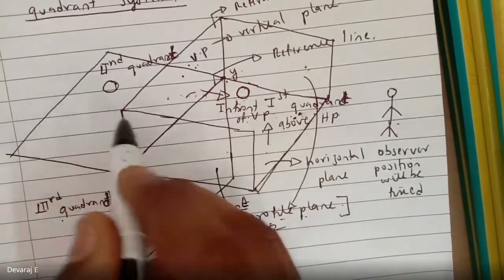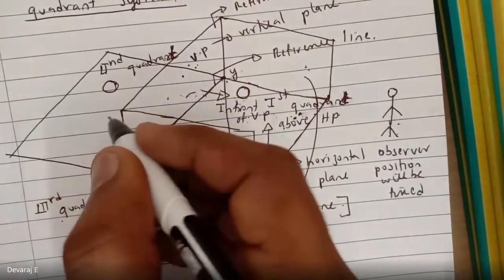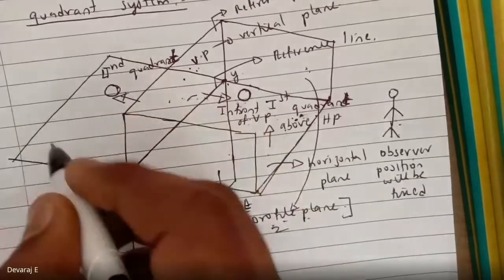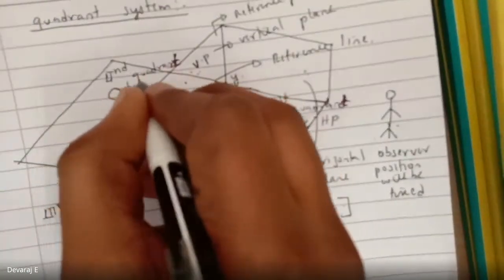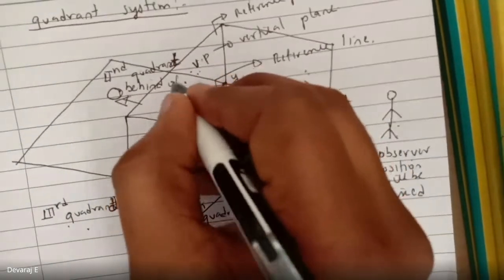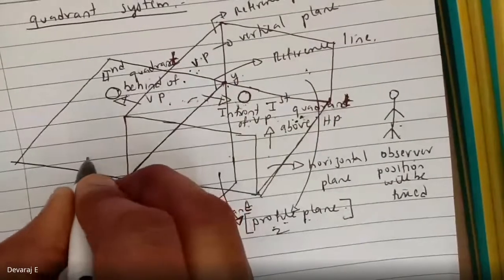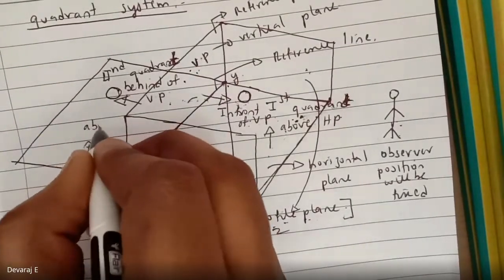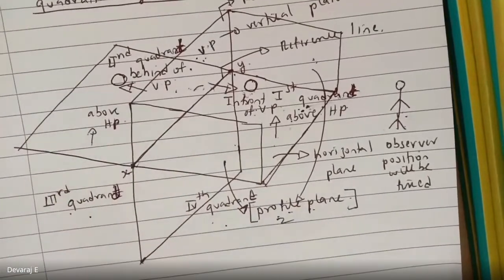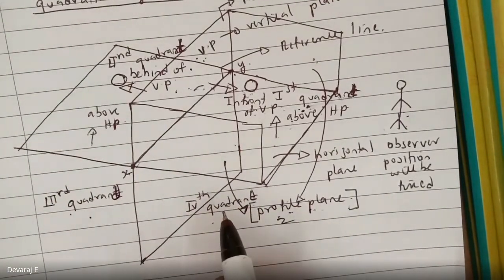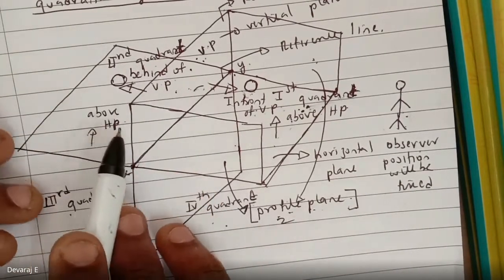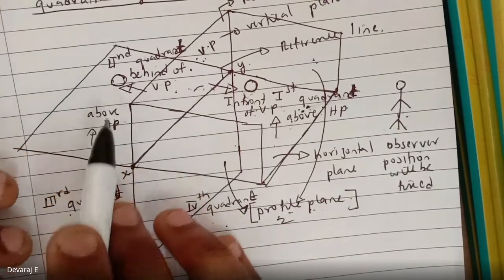With respect to the second quadrant, again with respect to VP, it is called behind VP and above HP, because it is above, right? Above HP. So everyone is clear with this? The second quadrant: behind VP and above HP, because the ball is above.